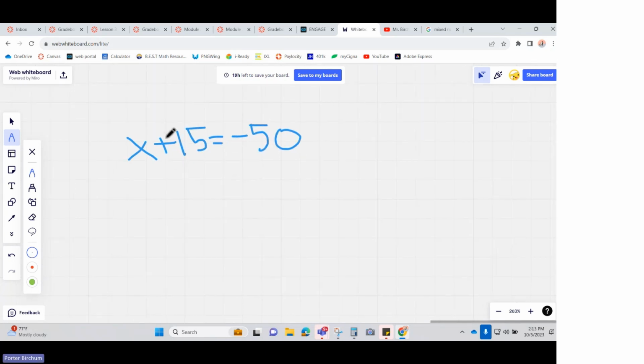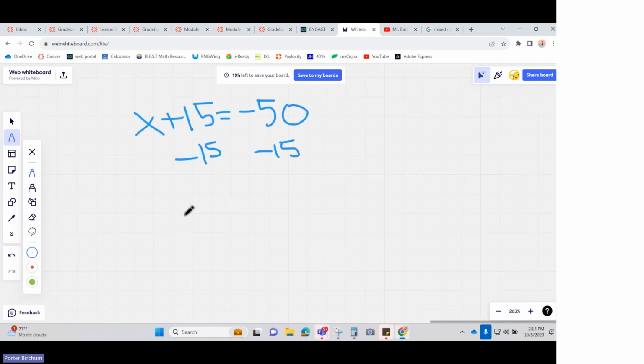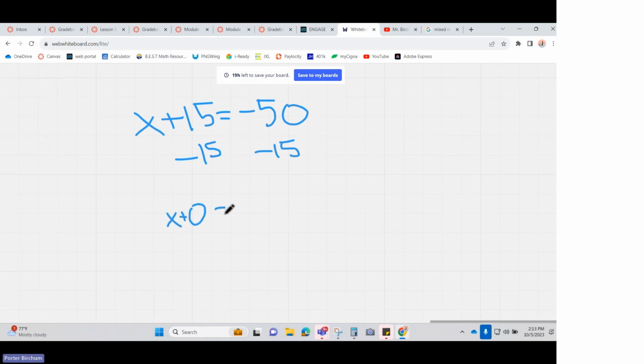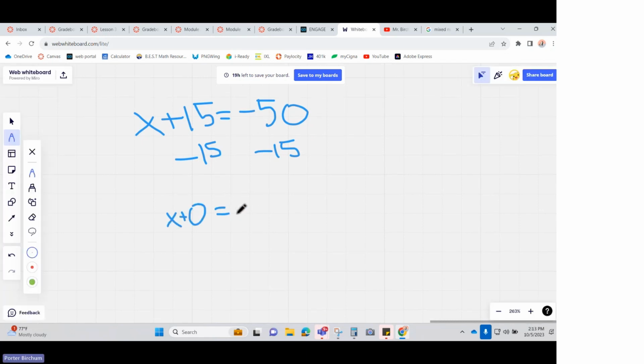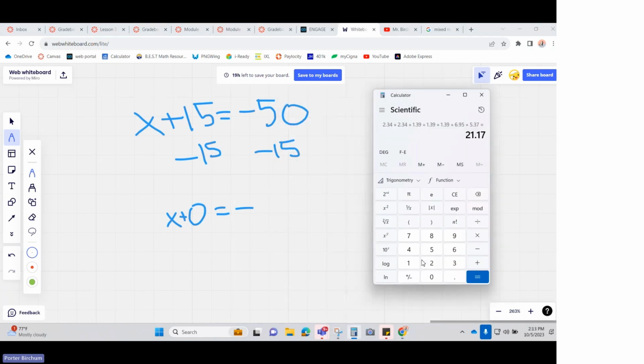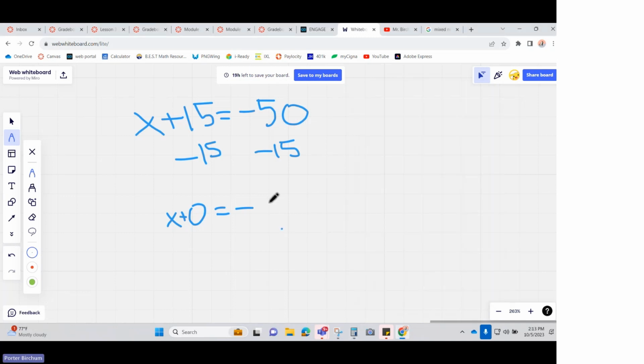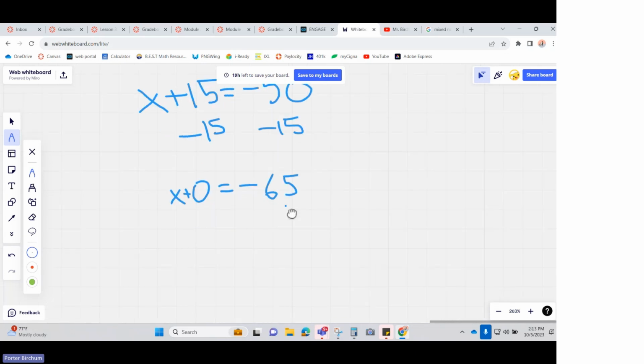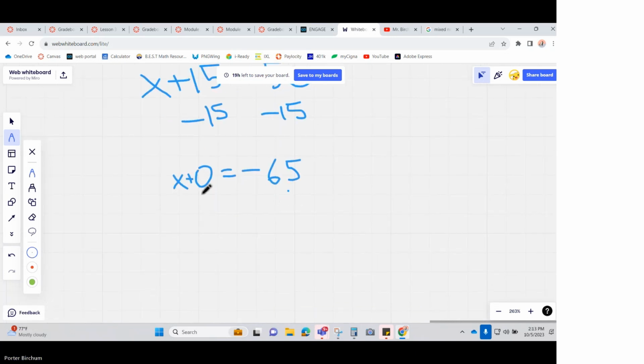So I am looking at a plus 15. To solve this, I need to use inverse operations. So I'm going to minus 15 from both sides of my equal sign. That'll give me x plus 0 equals, I know it's going to be negative because I lost 50 and then I lost 15 more. So negative 50 minus 15, negative 65. x plus 0, anything plus 0 is just itself. So x is negative 65.